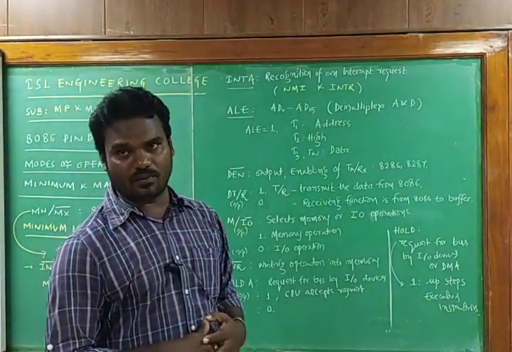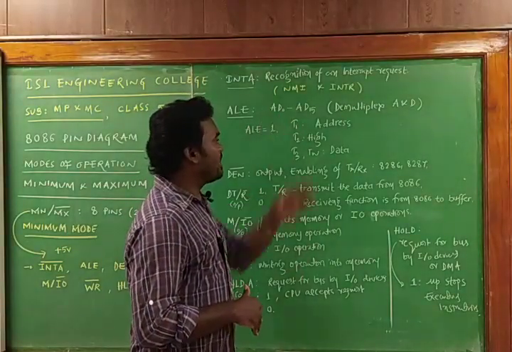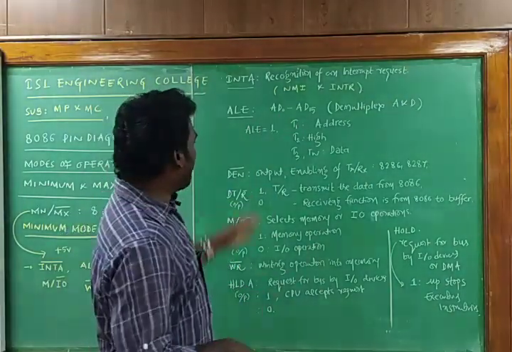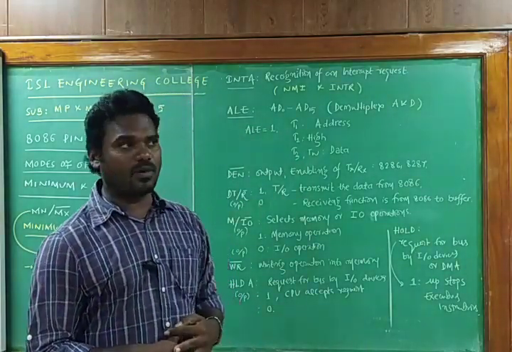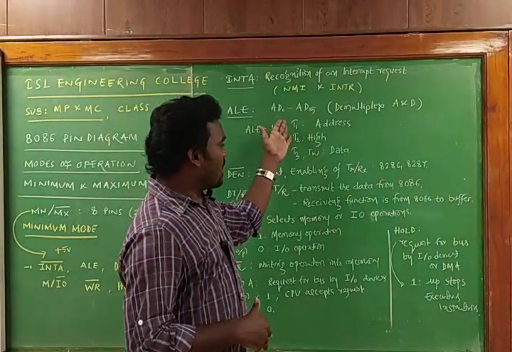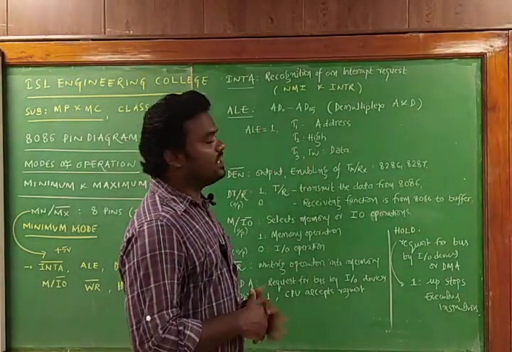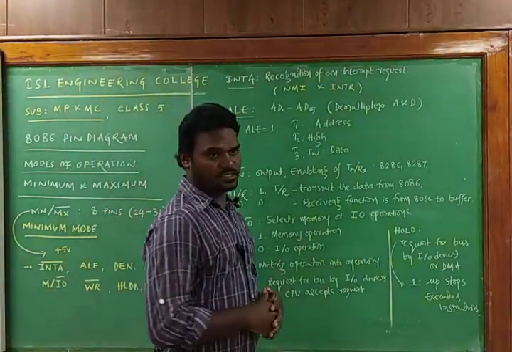Address latch enable demultiplexes the signal, that is address and data. Whenever the address latch enable signal is 1, during the clock cycle time period T1, the bus will carry the address information.